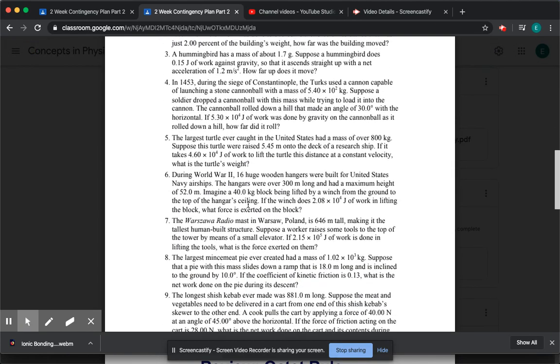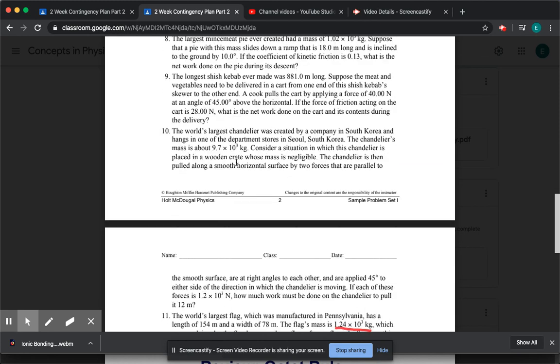I saw one of them ask for weight. Number 5 here says you're looking for the weight. Weight, remember, is a force. So after you go through the problem, whatever F is, that F is going to tell you how much the turtle weighs. Even though it says weight, weight is a force. So in this case, you're looking for F.